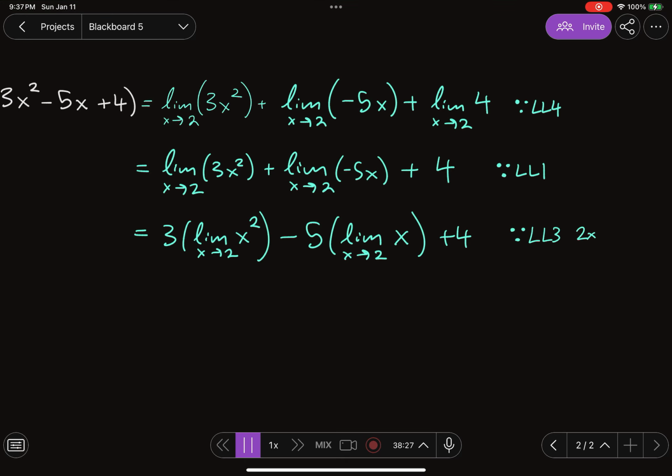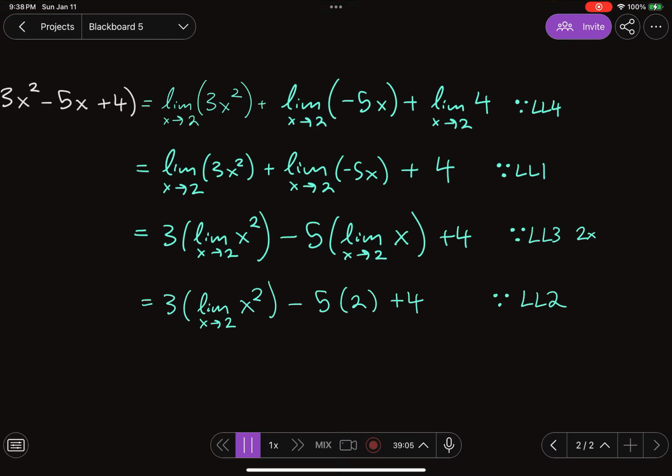All right, so check this out. This object right here, I can use the second limit law. So the limit of x as x approaches 2, well, duh, x is going to 2. So the limit is patently obvious. Still have to prove it, though, and we will. This is the same thing as 3 times the limit of x squared as x approaches 2, minus 5 times 2, plus 4, okay? So that was because of the second limit law, LL2.